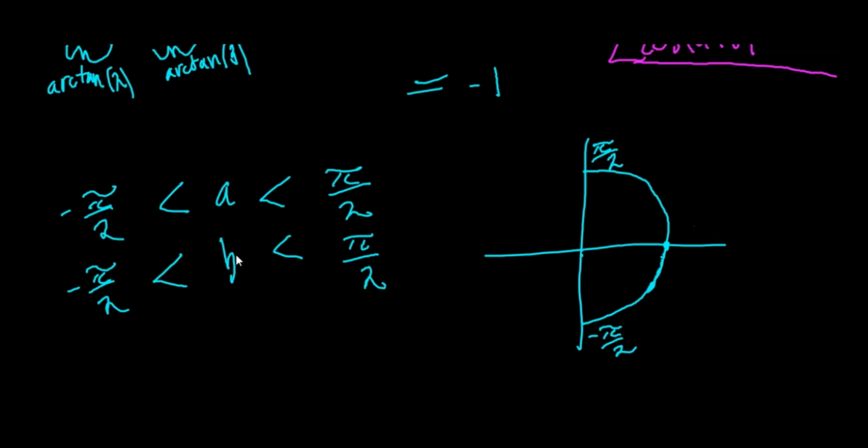In the previous video, we left off by saying that A and B are just angles on the unit circle that lie in between negative pi over 2 and pi over 2. And notice that tangent of A, which is equal to the tangent of the arctangent of 2, is just equal to 2, which is a positive number. So where am I going with this?